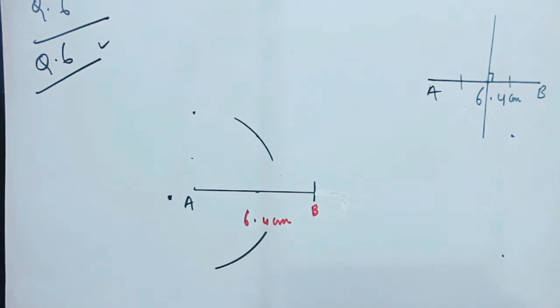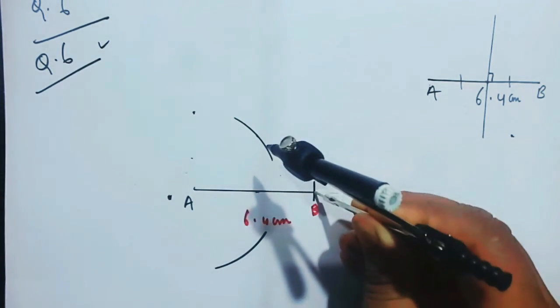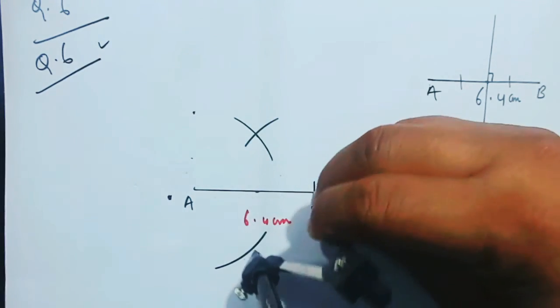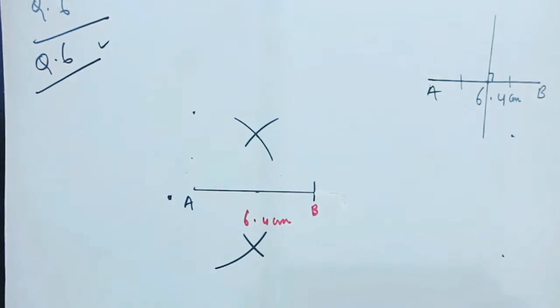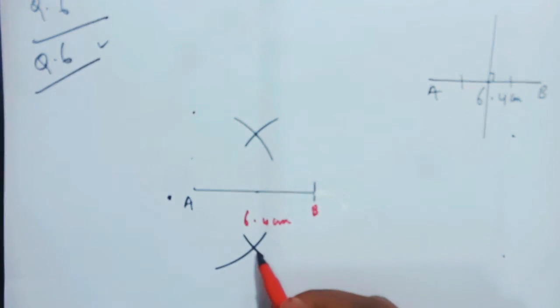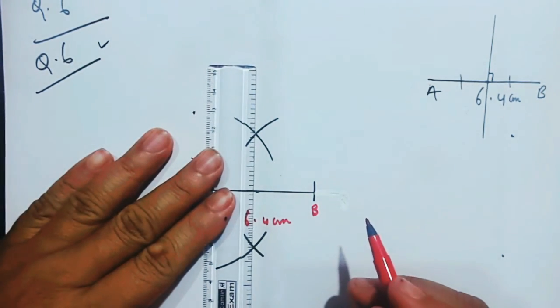Is everything going fine? I think it's going fine. Now without disturbing the arc, give another cut and give another cut. So what you will get? You will get 2 points. One point over here and the other point over here. So let's join these 2 points.